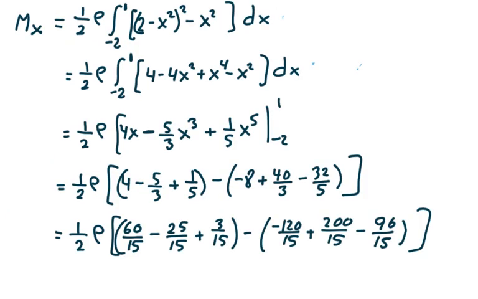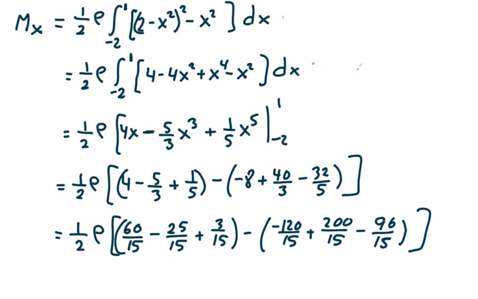Now from here, we want to find the moment about the x-axis, which I label m sub x. That's going to be 1/2 rho times the integral from negative 2 to 1 of the top function squared minus the bottom function squared dx. In other words, it's 1/2 rho times the integral from negative 2 to 1 of 2 minus x squared, raised to the second, minus x squared dx, which is 1/2 rho times the integral from negative 2 to 1 of 4 minus 4x squared plus x to the 4th minus x squared.